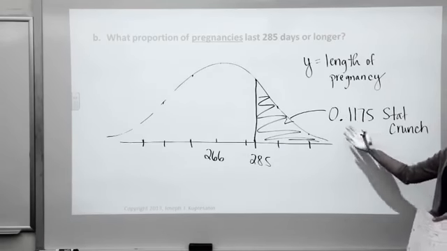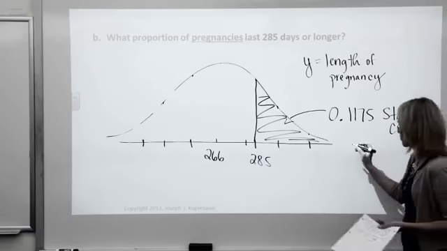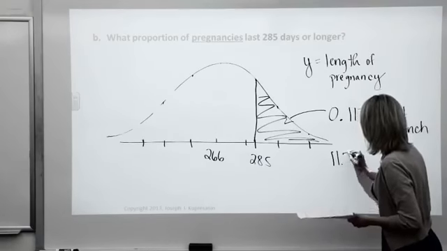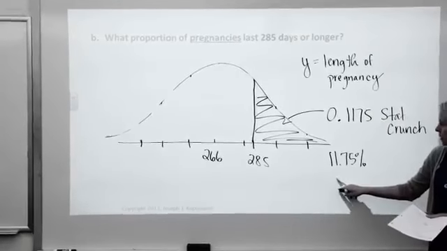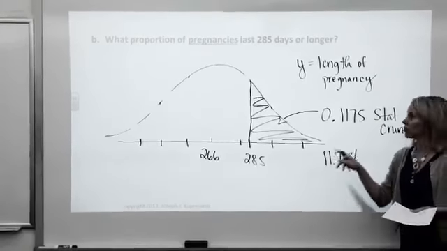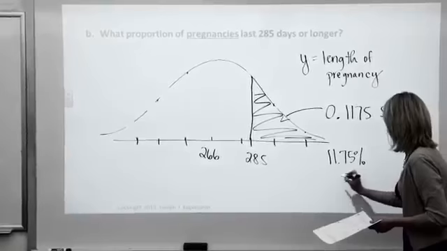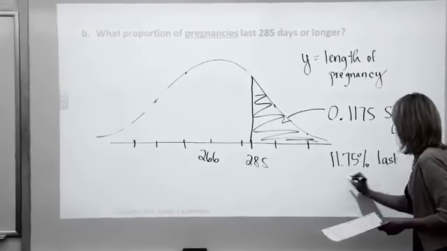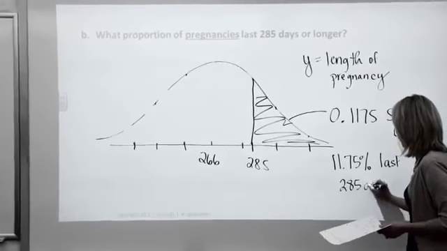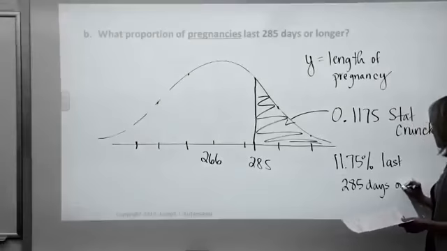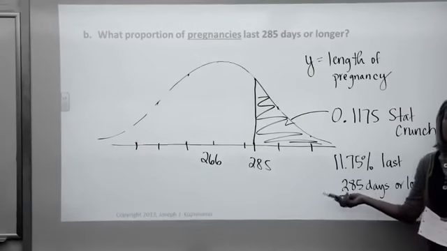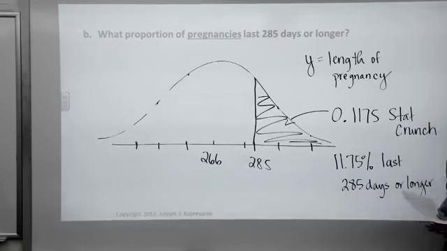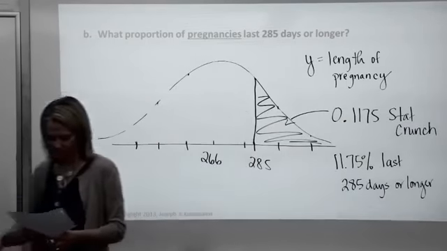What proportion of the pregnancies, we can leave it that way. You could convert this to a percentage. About 11.75% of the pregnancies will last 285 days or longer. So still nothing new in question B here. All right, how about C?